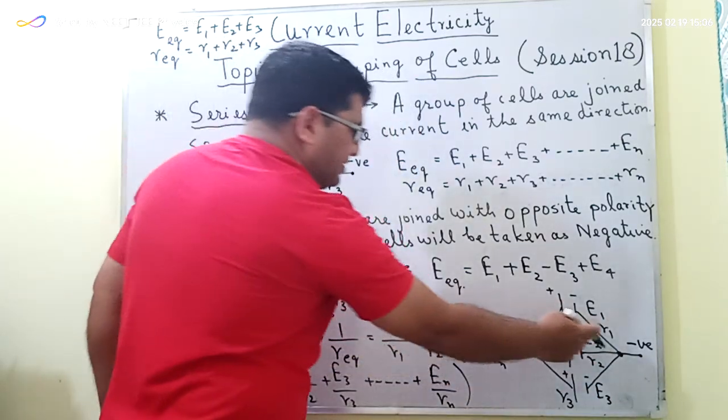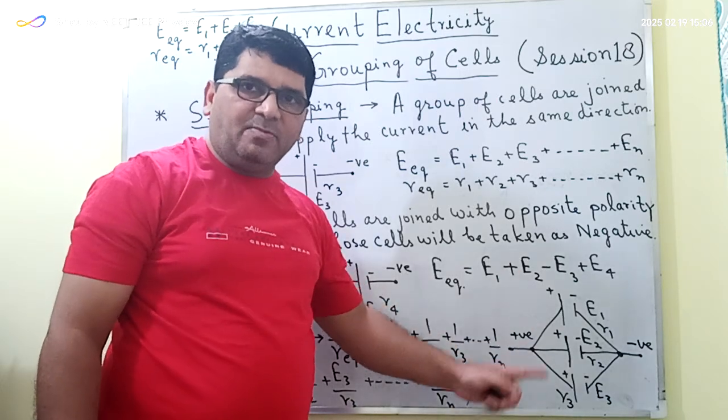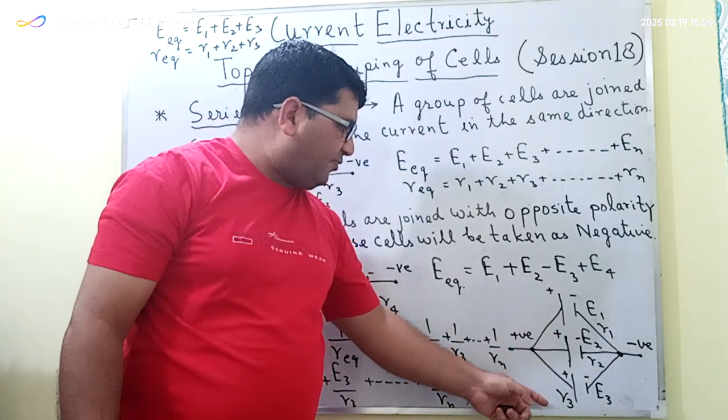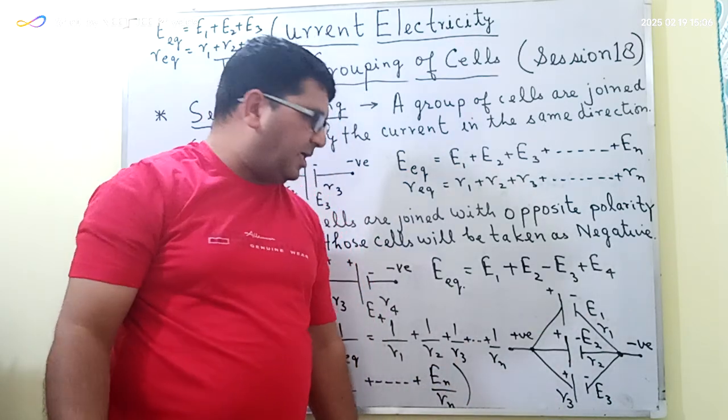of these three cells are connected together. So this is the parallel combination. So in the parallel combination, the most important thing which you all have to remember is that the positive terminals of all the cells are connected together and the negative terminals of all the cells are connected together.